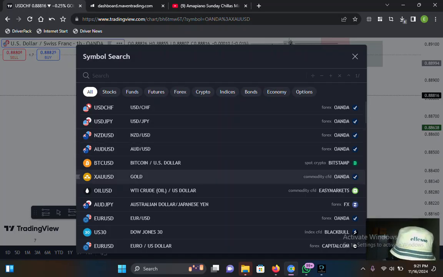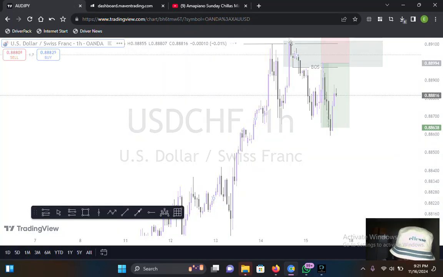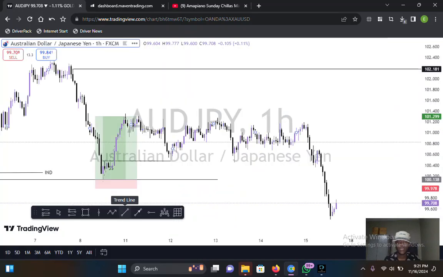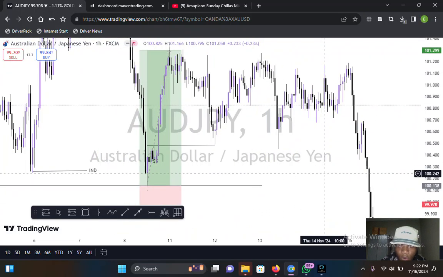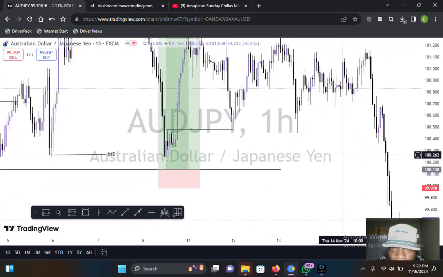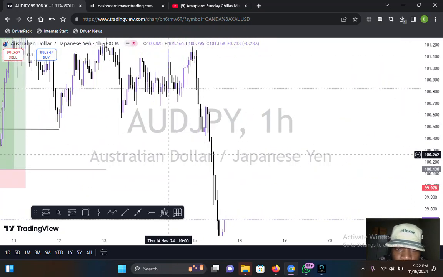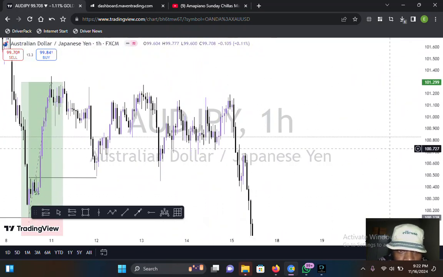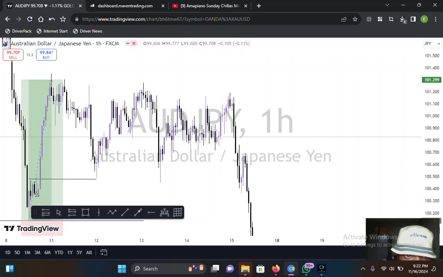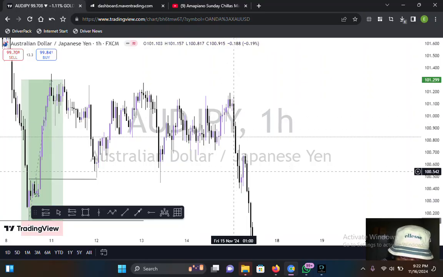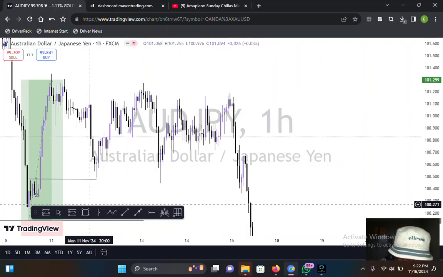So yeah guys, let us check this. What is this? The AUD JPY. So guys, let me see if I'll be able to catch this huge sell here. So let's observe together.